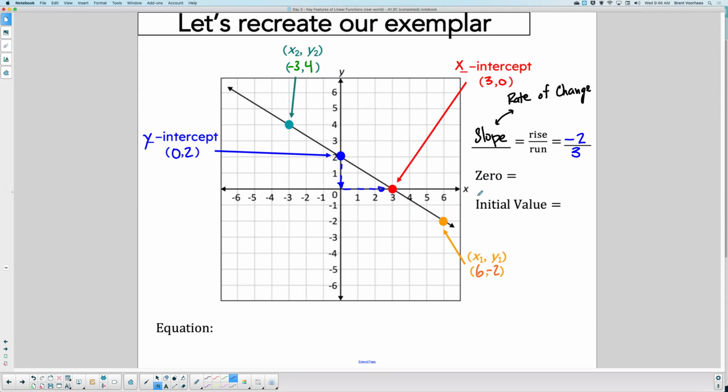Here's another vocabulary word. 0. Zero. What does zero mean? Zero. Jose, do you remember what zero meant? Your answer is correct. So what did it mean? Zero is the same thing as what other name? Got it, Valerie. The x-intercept. Very good. The zero is the same thing as the x-intercept. The answer was 3. Okay, and Valerie, do you remember another name for initial value?